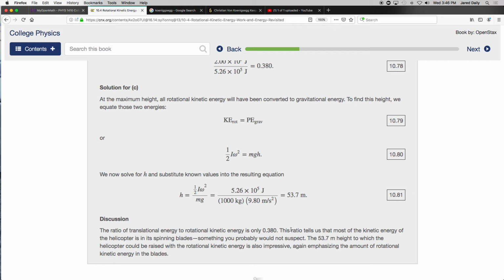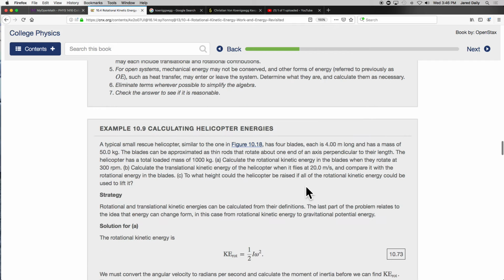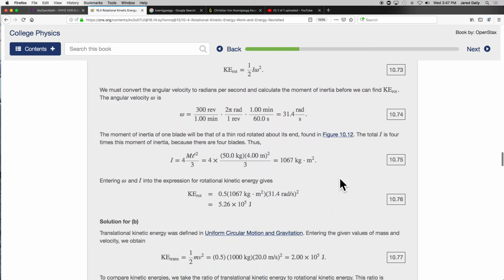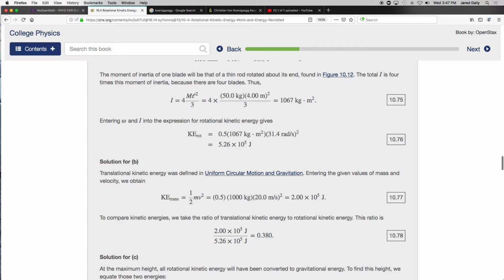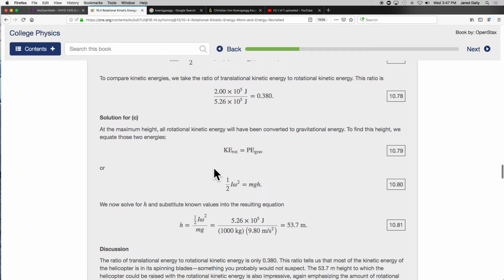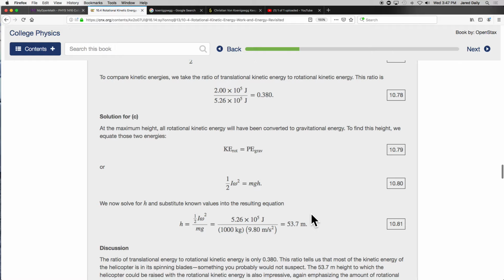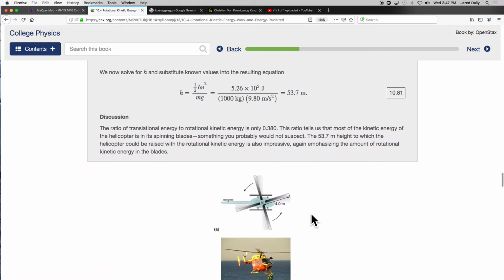At a maximum height, all rotational kinetic energy will be converted into gravitational energy. So essentially what helicopters are designed to do is turn all of their rotational kinetic energy into height, into potential energy. So if you start off with 5.26 times 10 to the 5th joules of rotational energy, that's how much energy your helicopter will have in potential energy. So you set that number equal to the mass of the helicopter times g times h in part C, which is what they do right here. And it turns out to be 53.7 meters when they solve for the height.